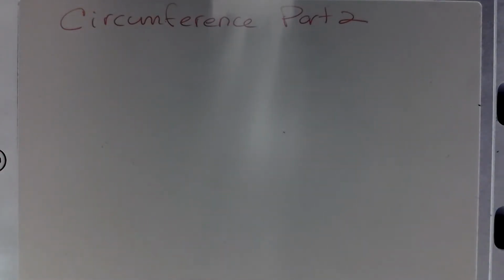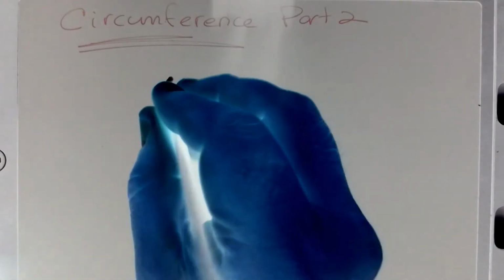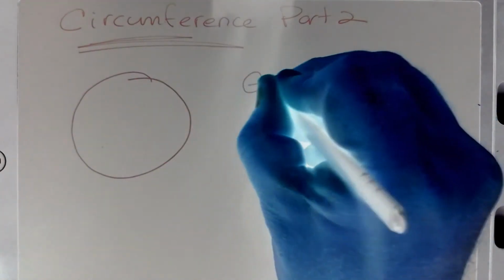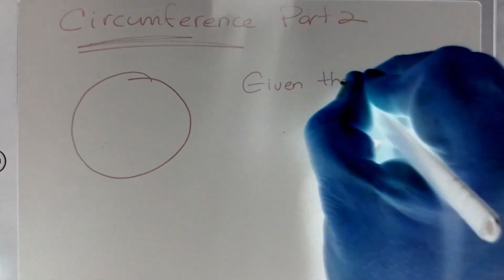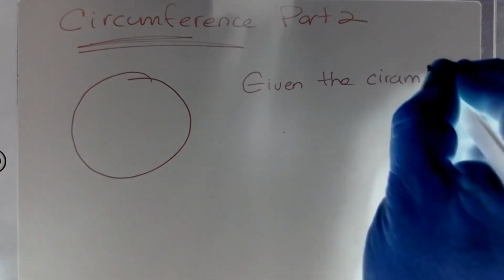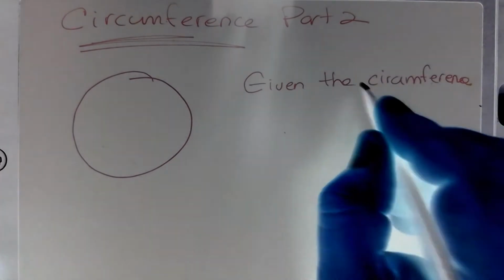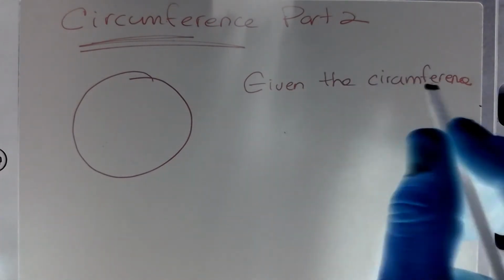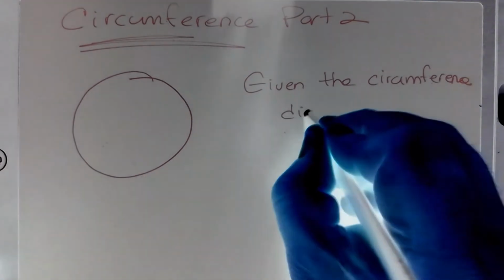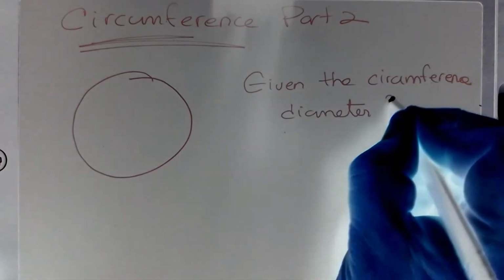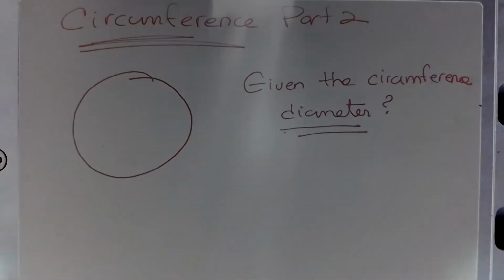So let's think about another scenario that you might have. We're still dealing with circumference here, but let's change the scenario around. Let's say this time around you are given the circumference. Again, you are given the circumference, and instead you want to go ahead and find the diameter. This is what you want to find out.